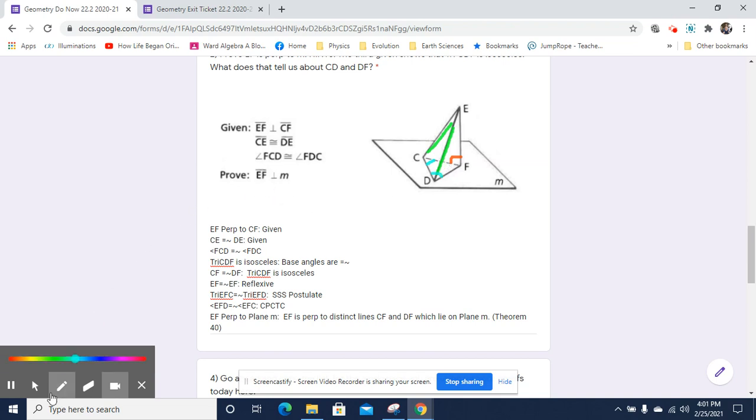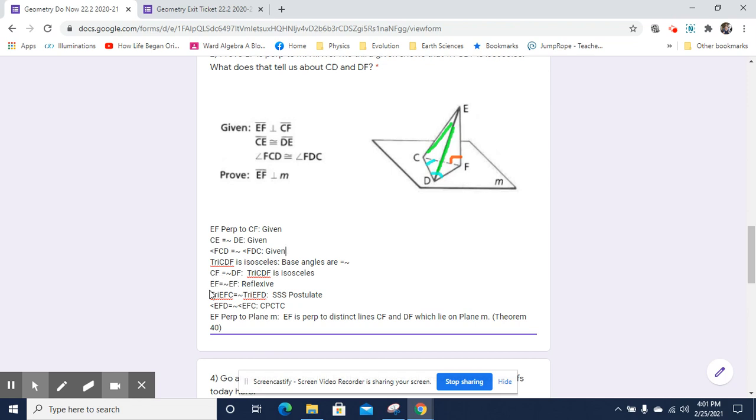Okay, now let's look at what else we can say. After we've gotten through the givens, we can say triangle CDF is isosceles, so we know the base angles are congruent. And because CDF is isosceles, we can also say DF and CF are congruent. So let's label that. So this and this, those are congruent.